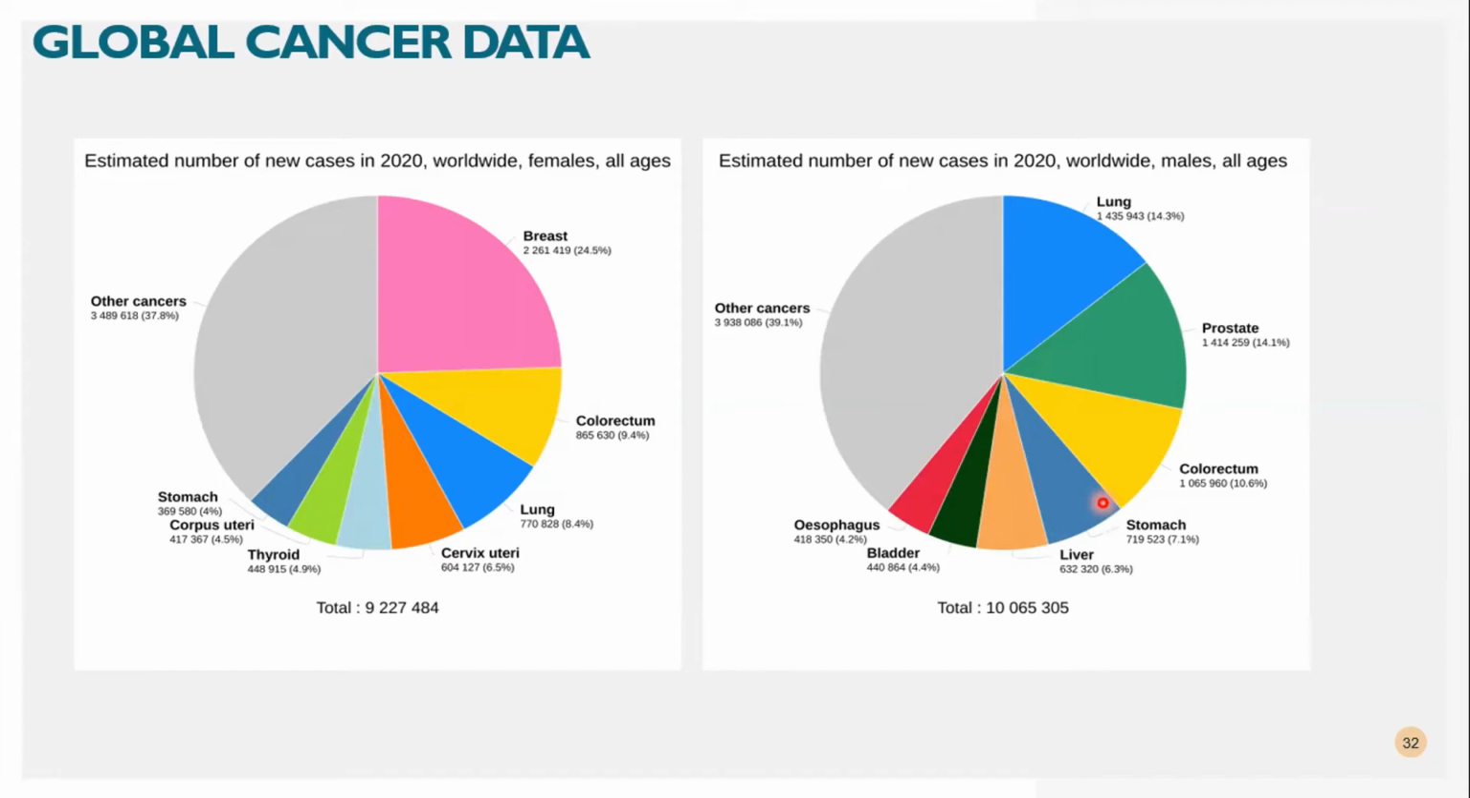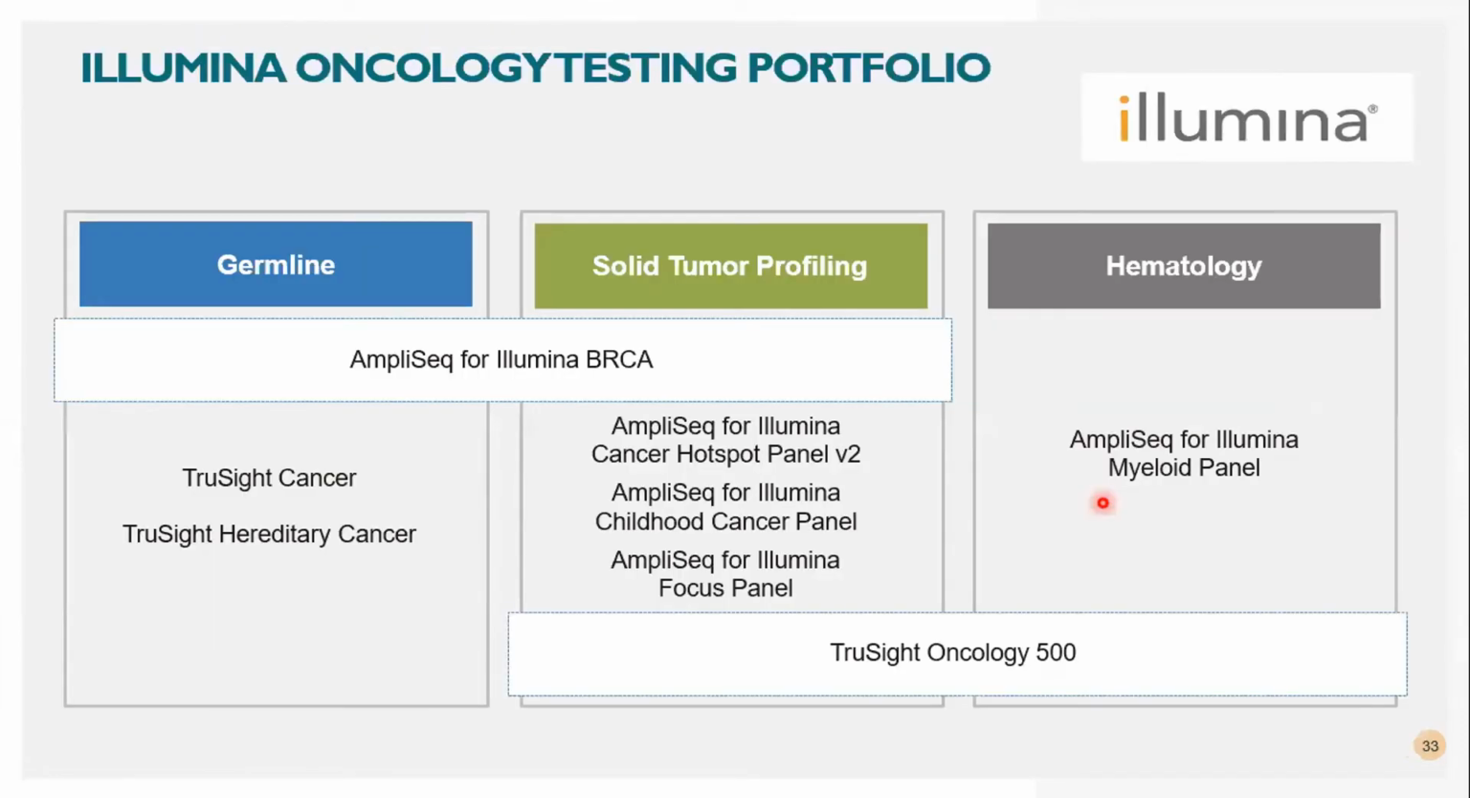The estimated number of people living with cancer in India is almost over 2 million patients. So there are various other methods you can actually do. When you talk about germline, solid tumor profiling, and hematology, there are various options available from Illumina to screen those patients with the NGS panels, right?